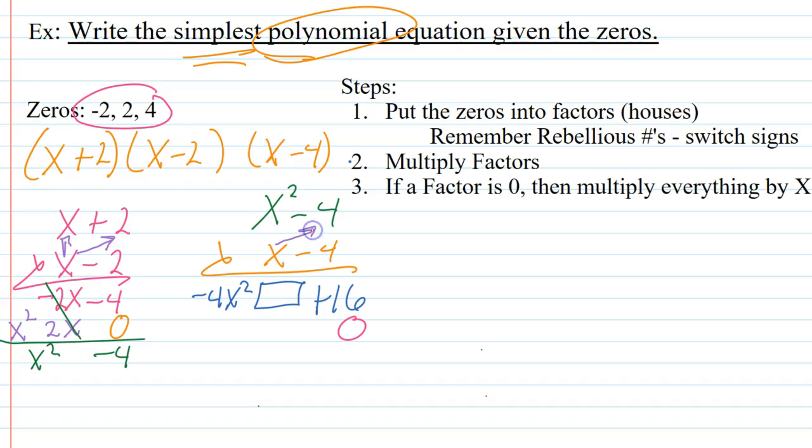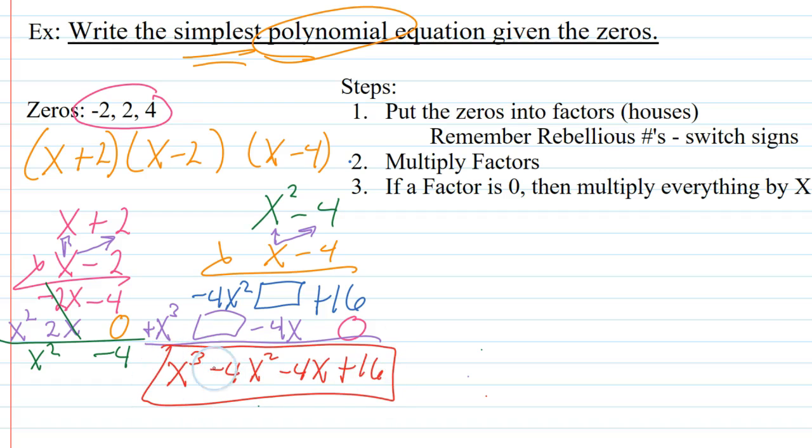Now we're going to multiply the x times the negative 4 and the x times the x squared. The x times the negative 4 is going to go where the x column should be, and that's why we left a placeholder in the last one. Now x times x squared gives me x cubed. So again, I need another placeholder for the x squared column, and I put x cubed there. Make sure you're lining up like terms together. Last step is to combine those like terms. Gives us x cubed minus 4x squared minus 4x plus 16. Now this is a polynomial in the simplest form with the zeros of negative 2, 2, and 4.